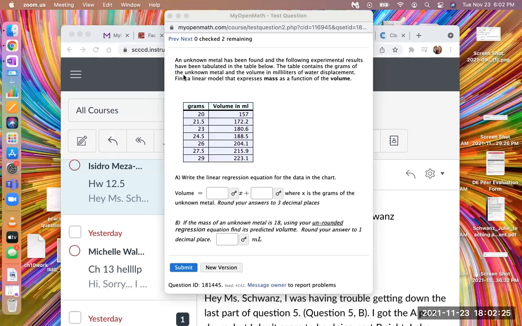Hi, this is number 5 on 12.5. An unknown metal has been found and the following experimental results have been tabulated in the table below. The table contains grams of an unknown metal and the volume in millimeters of water displacement. Find a linear model that expresses mass as a function of volume.